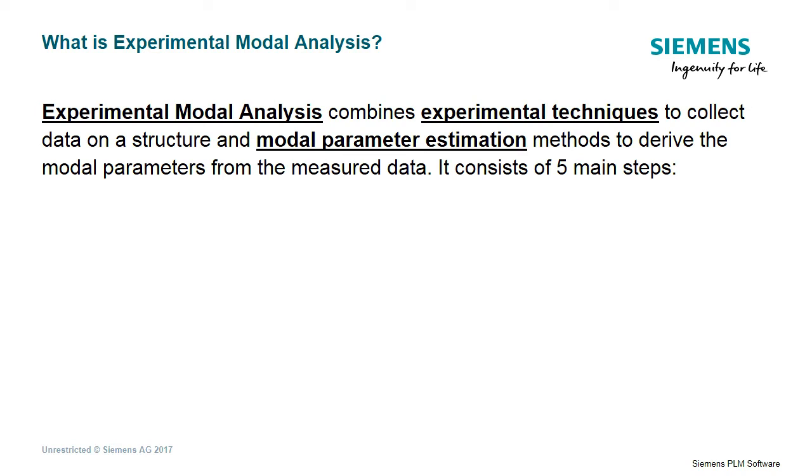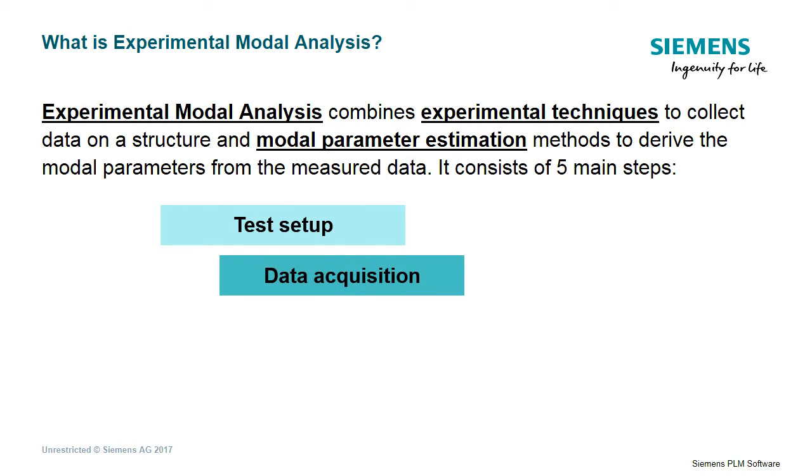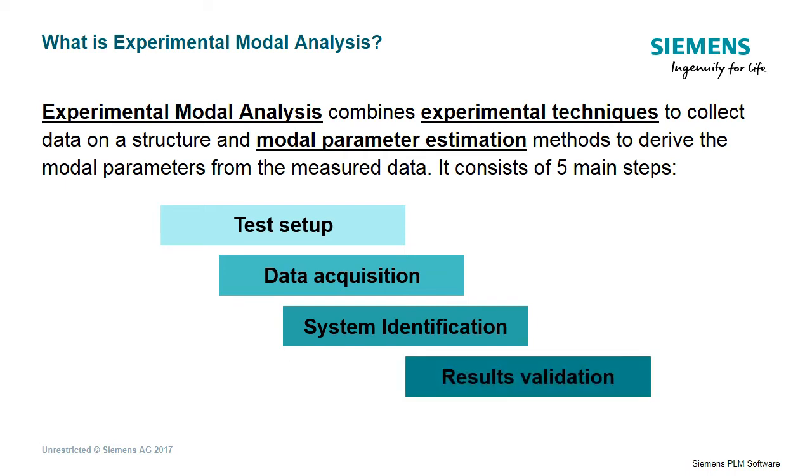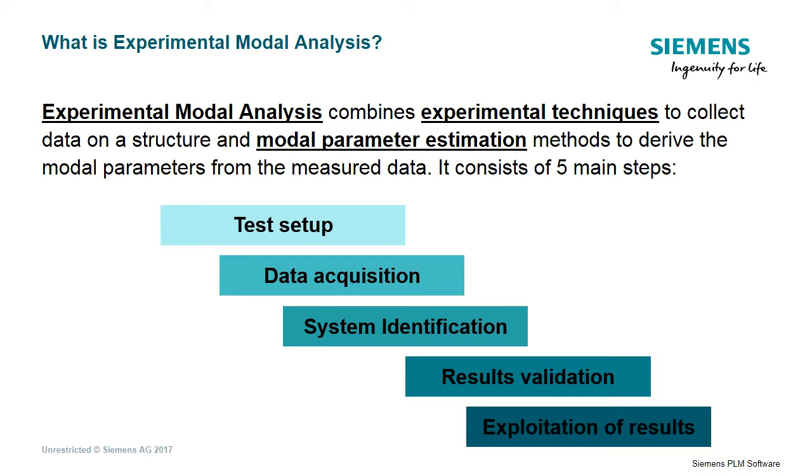First, we will prepare the test setup, including instrumentation, and will define the test properties. Second step is to execute the test, collecting the data we need. Next comes the system identification, a step in which we will derive modal parameters from the measured frequency response functions. Next, we will assess the quality of the identified modal model. As a last step, we will use those results to validate numerical models, calculate force response, calculate coupled response, and so on and so forth.